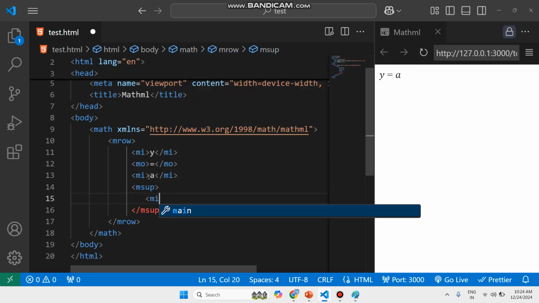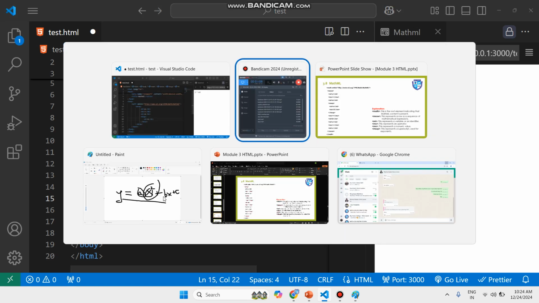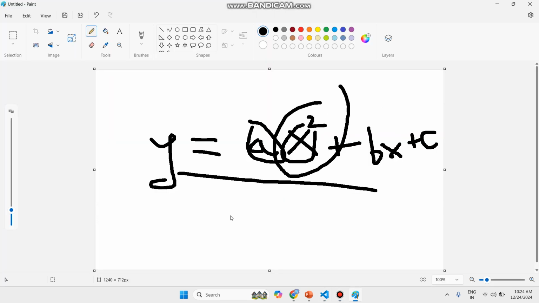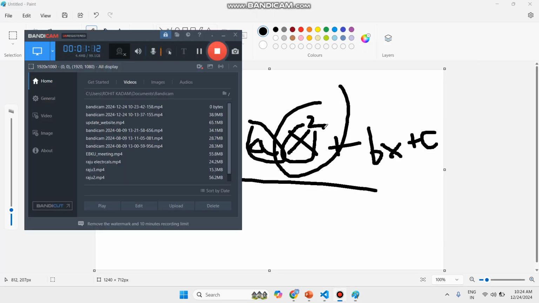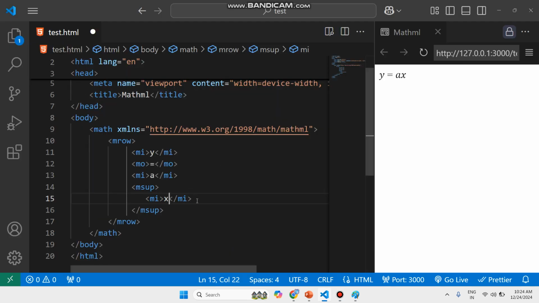I am using mi. Inside of the mi, we need to write our character, right? Isn't it? What is that character? Suppose I think so, X only, right? Okay, let me check it back again. X. See, it's X, and right now square. So then, how can we write the square?